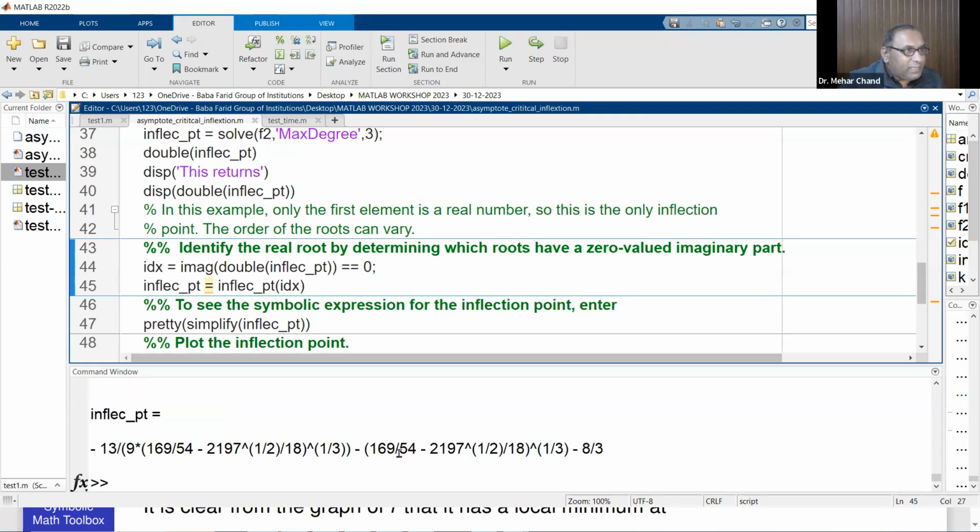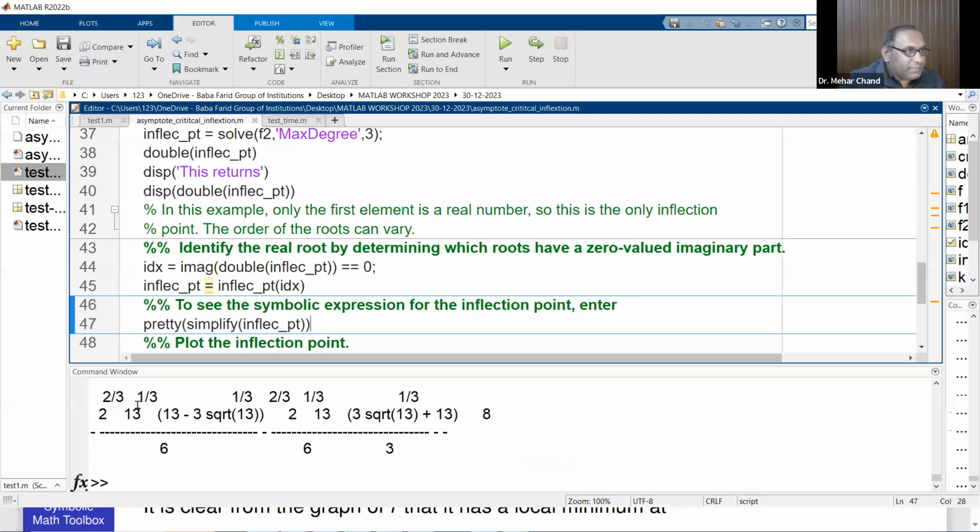And if you want to make this value pretty, you will use the pretty function. Yes, this is the value. So this is the real number for the point of inflection. At this place, we have the point of inflection.